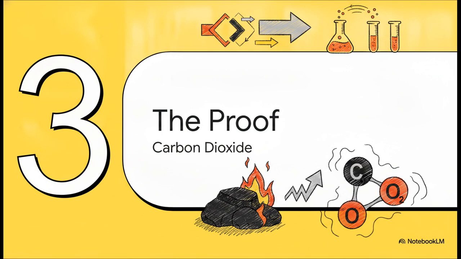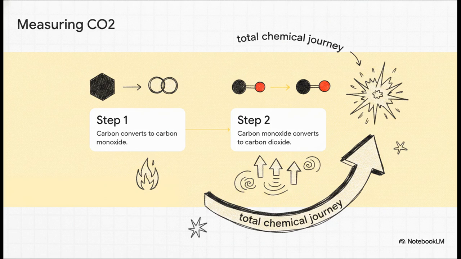The proof, carbon dioxide. Remember that opening puzzle we talked about, the one about measuring the direct burn of coal? Well, if we want to find the enthalpy of forming carbon dioxide directly from carbon and oxygen, we just use those intermediate steps. Step 1, we measure the energy of carbon converting to carbon monoxide. This is a known, totally manageable step. Then, step 2, we measure that carbon monoxide converting into carbon dioxide. Again, completely manageable. By doing this, we capture the entire chemical journey without ever having to measure that chaotic direct burn all at once.